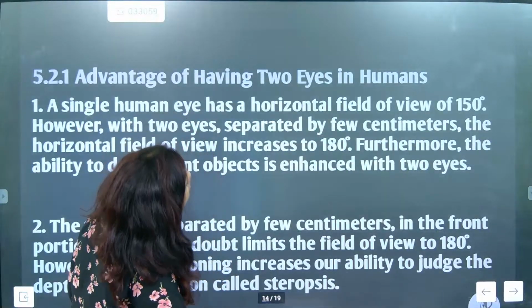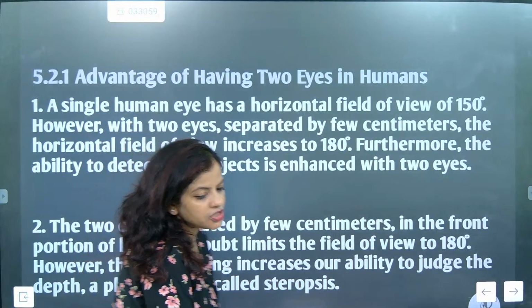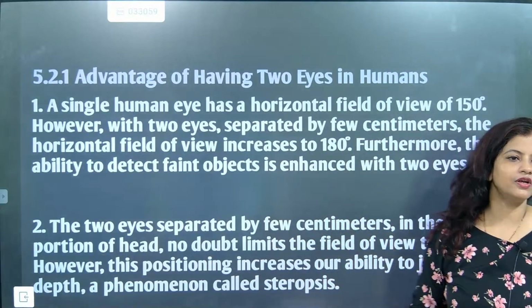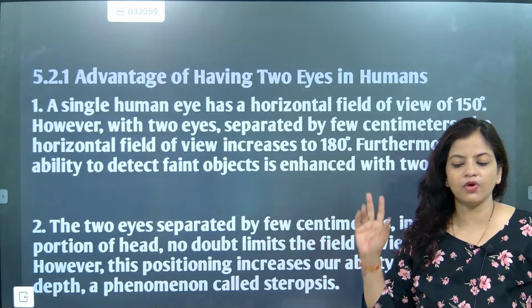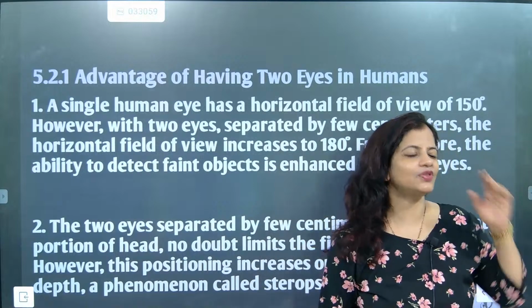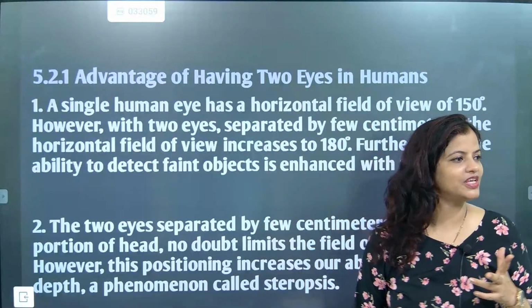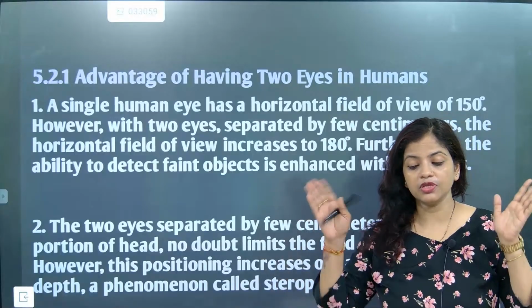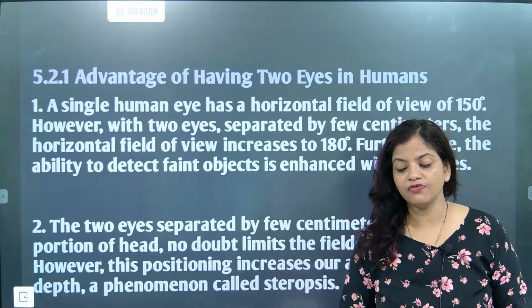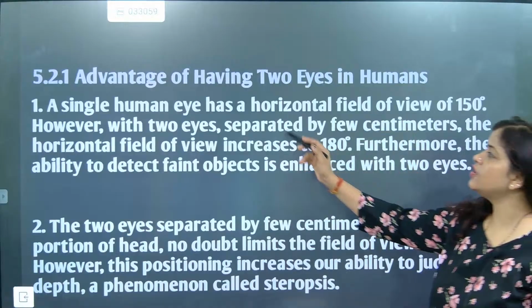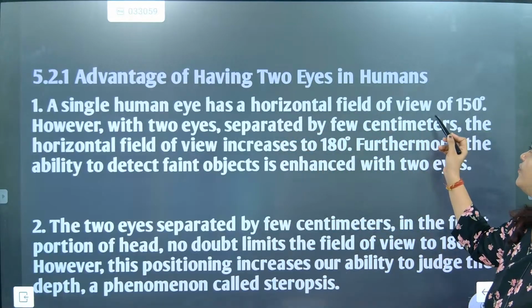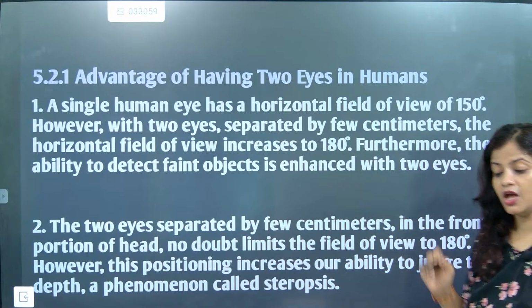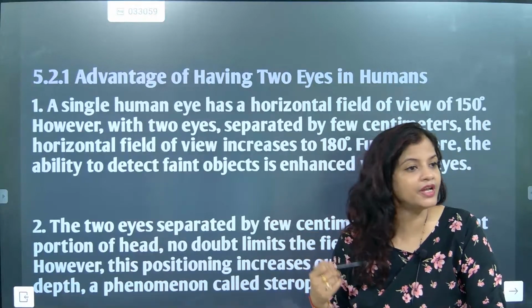So, advantage of having two eyes in humans. This is one of the most important things. Children, please understand this. There is an advantage of having two eyes. One eye and two eyes, what is the difference? You will say, Auntie, with one eye also I am seeing, with two eyes also I am seeing. Is there any difference? No. One eye and two eyes are both very beneficial for you. So what is that? A single human eye has a horizontal field of view of 150 degrees. How much? 150 degrees.